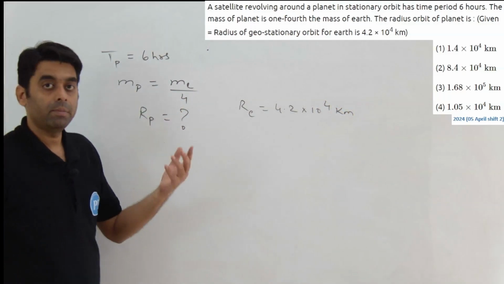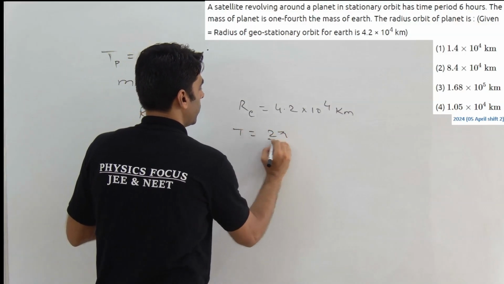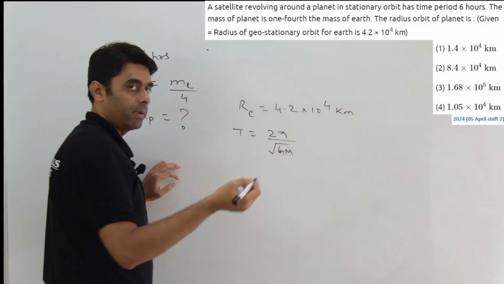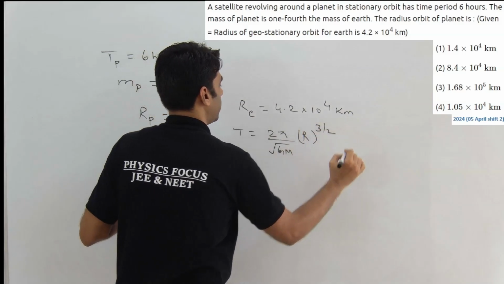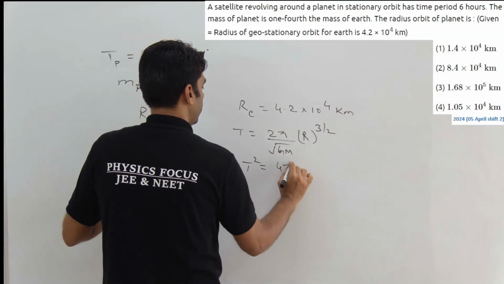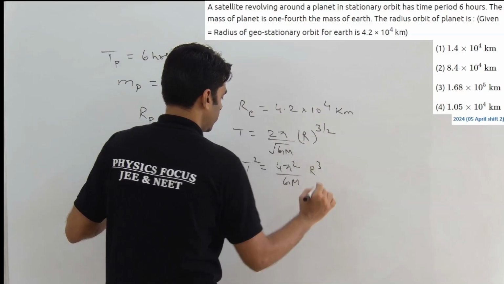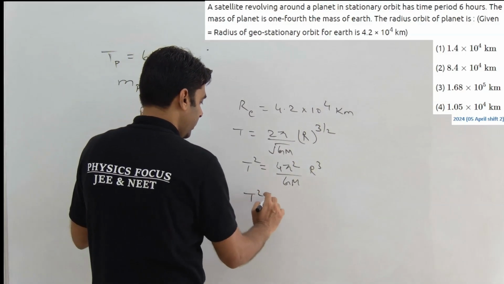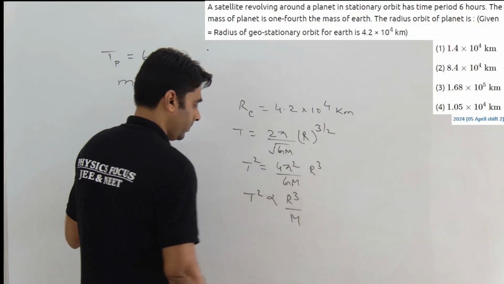Time period for a satellite. What do we write? T is equals to 2 pi by root GM, r power 3 by 2. And over here, it is stationary orbit, so capital R power 3 by 2. We can simplify this. T square will be 4 pi square by GM r cube, right? Over here, if you notice, we can get the proportionality. T square is proportional to r cube by M. This is what we are getting.